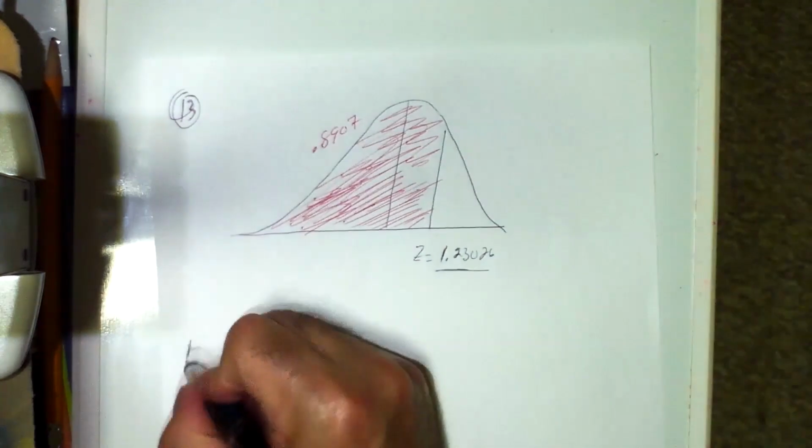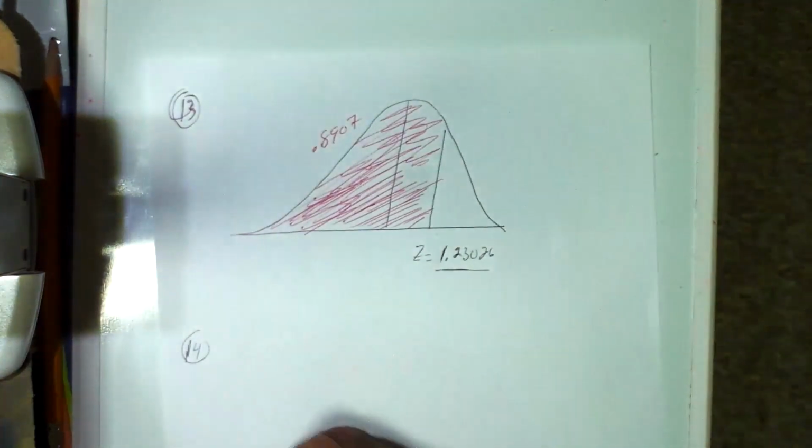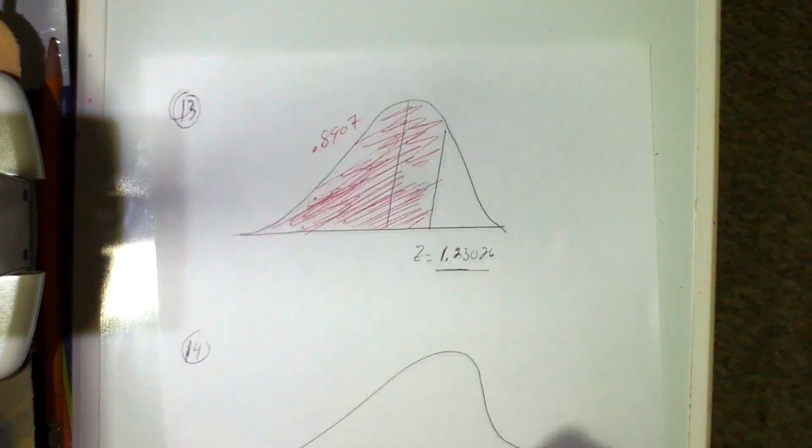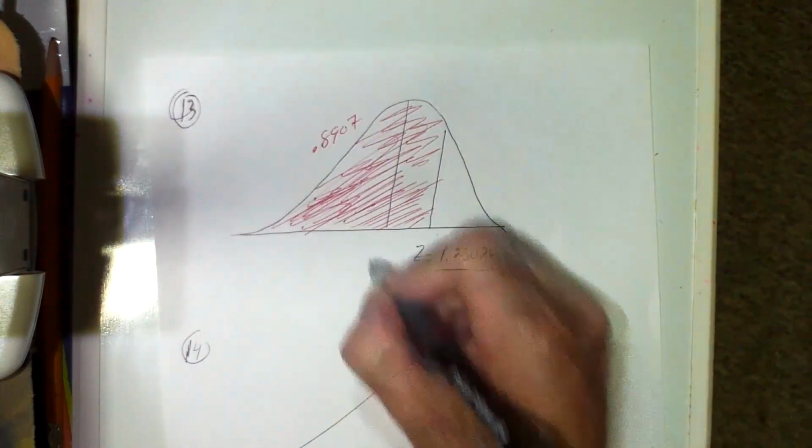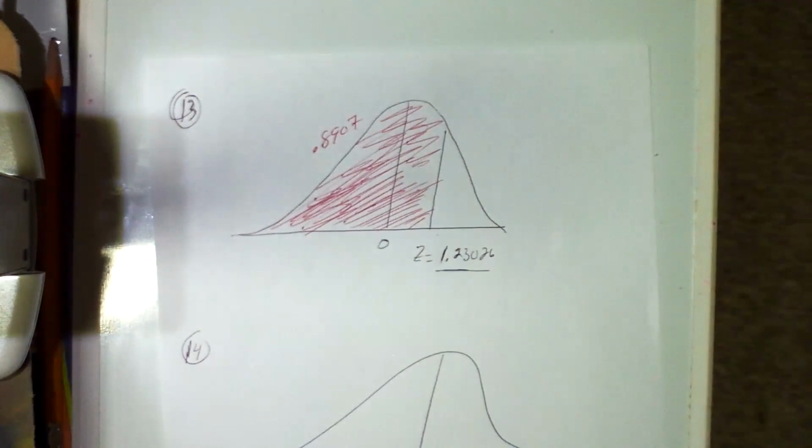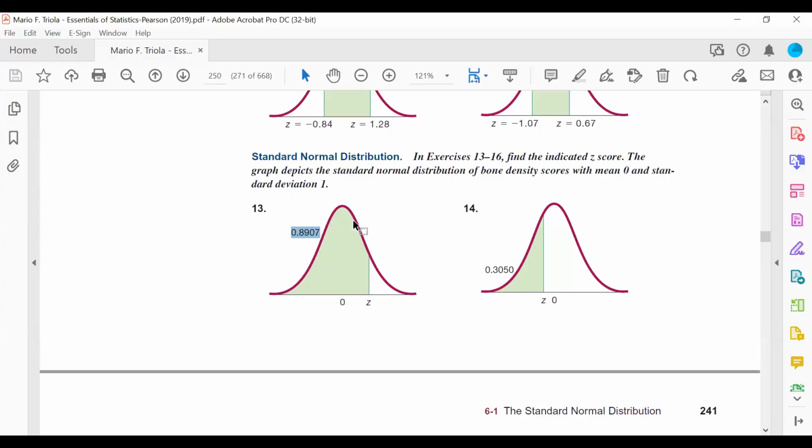All right. 14. Let's look at 14. Okay, so they did put a 0. Look at that, they put the 0. And the Z is on the left side.